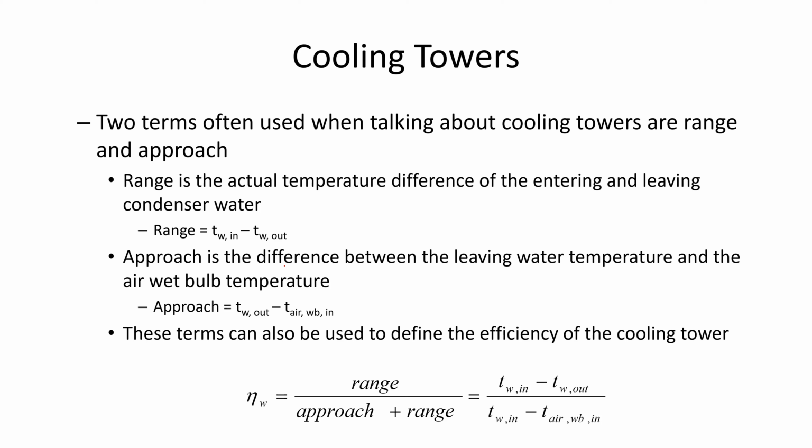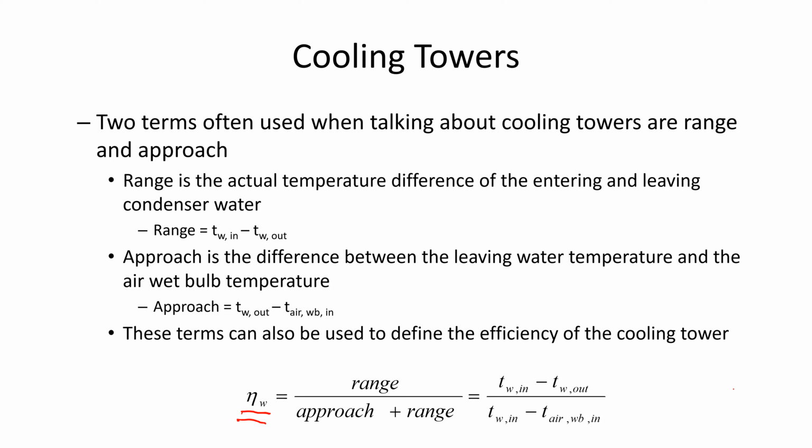We can use these terms to define the efficiency of a cooling tower as well. So the efficiency of a cooling tower, we call it eta sub W, is going to be equal to the range divided by the approach plus the range. So I can go through and I can calculate my range, and I can calculate the approach, and then I can plug it into this equation.